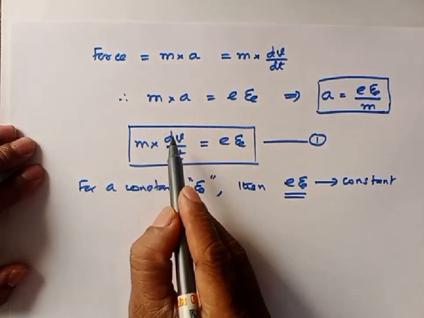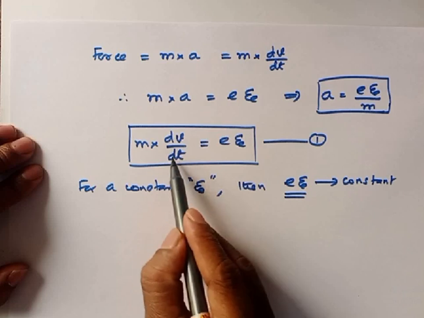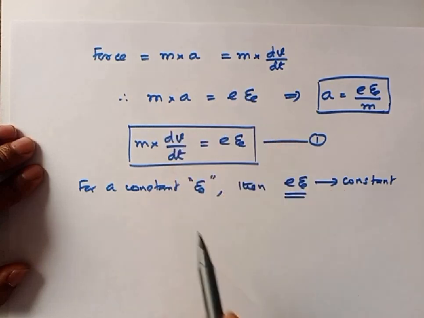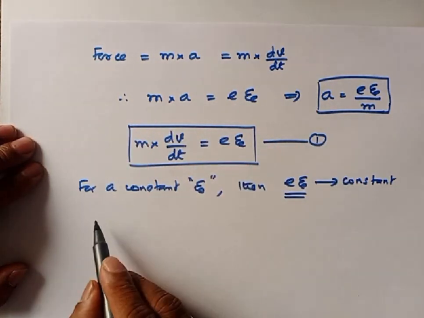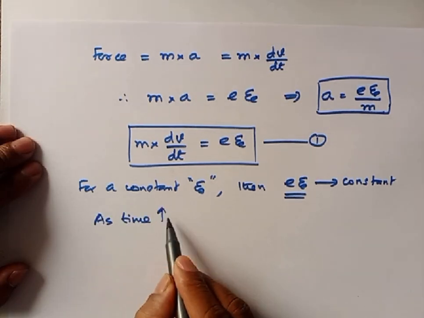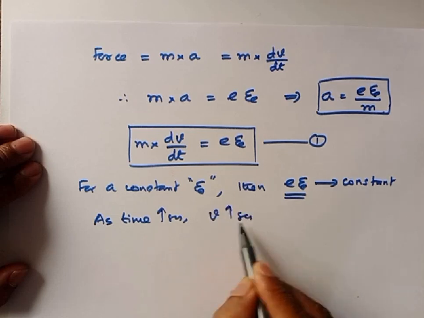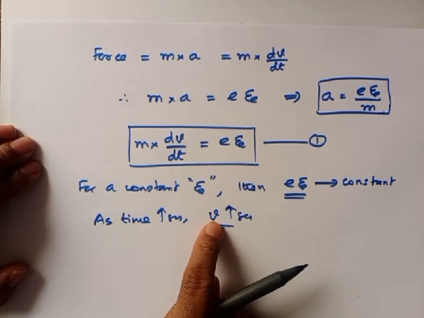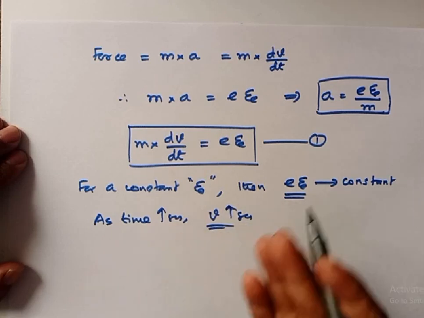Keep this in mind. Acceleration constant means as the time progresses, dt will increase. If dt increases, correspondingly dv also must increase. Then only acceleration remains constant, correct? So what I am trying to say here is, as time increases, the velocity of the electron also increases. Remember, velocity that I mean here is the average velocity.